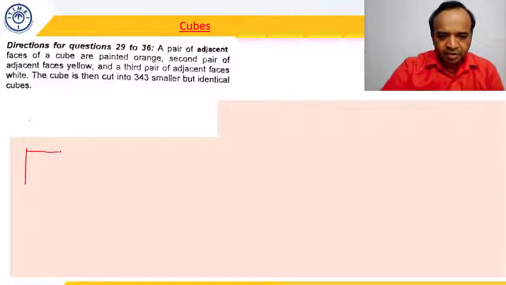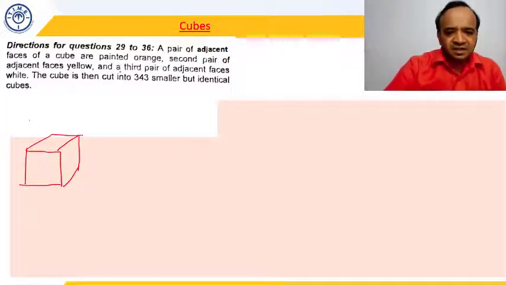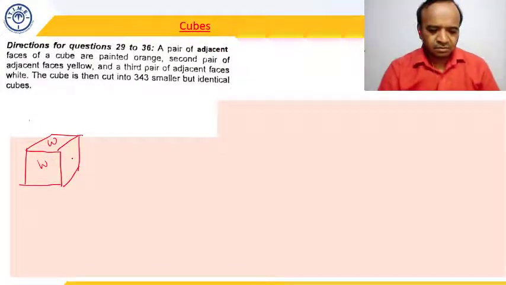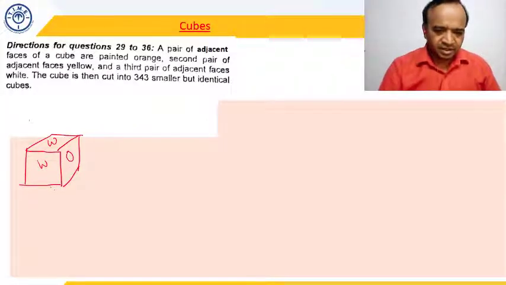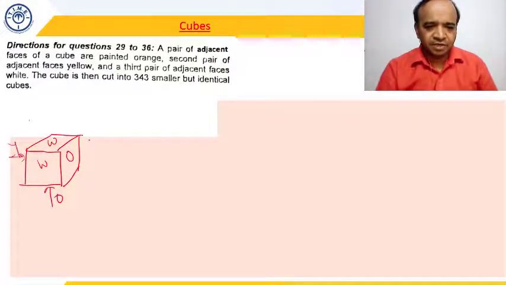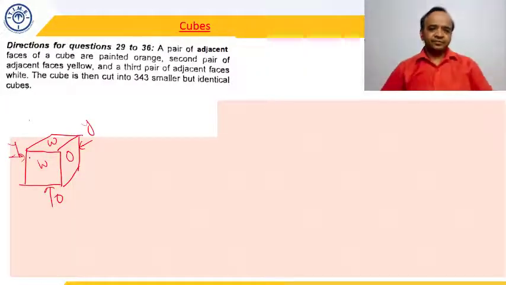So if I try to make the cube, it will look like this. And in this case, we have adjacent faces of orange, white, yellow. So I can assume adjacent faces of this as orange, orange. Now this is white, white. O for orange, this is orange, and this is also assumed to be orange. Now the yellow faces are also adjacent to each other. So these are yellow faces, and these are adjacent to each other.